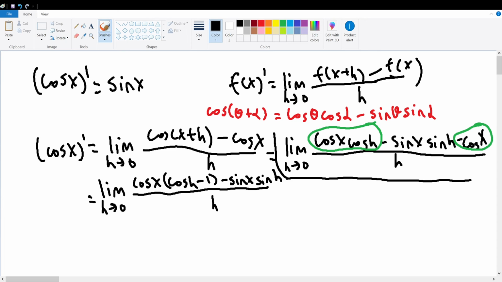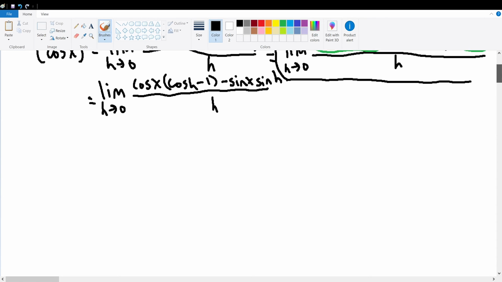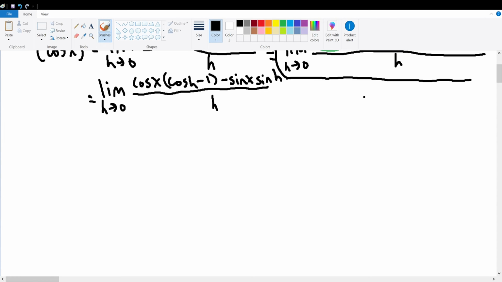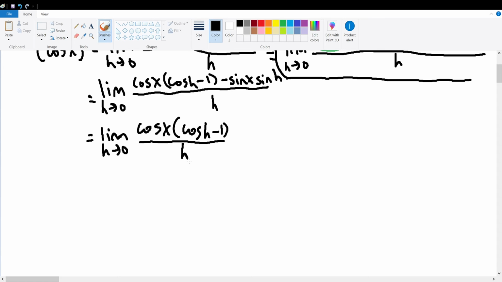So with this, if we scroll down and give ourselves some space, it can be further simplified into the limit as h goes to 0 of the subtraction of two limits, which is the limit as h goes to 0 of cosine x times the cosine of h minus 1 divided by h minus the limit as h goes to 0 of the sine of x times the sine of h divided by h.